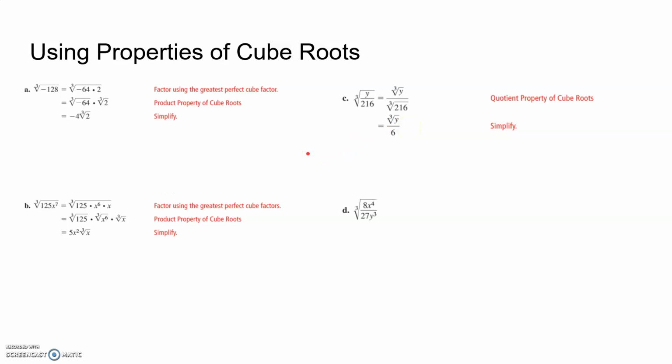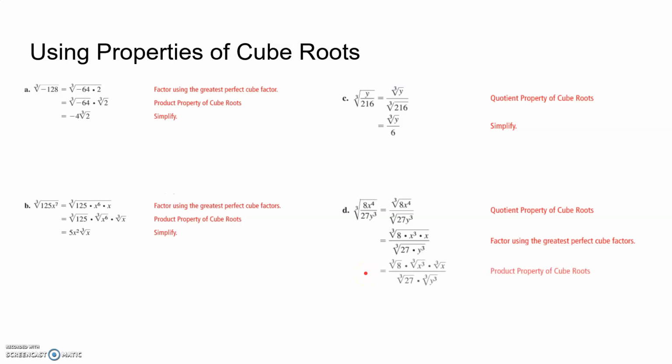Now for the last one here, take a look at those numbers. I've got an 8 and a 27. So first off, we're going to break that into 2 different parts, the top and bottom there. Then the number 8 is a perfect cube. So is x to the third, but I'm going to have a leftover x. Now the 27 is also a perfect cube, so I can leave that one alone. And y to the third is a perfect cube. So you can see them all separated now.